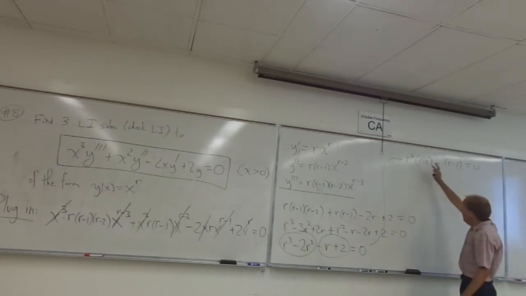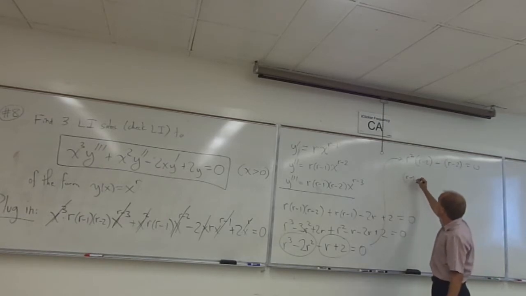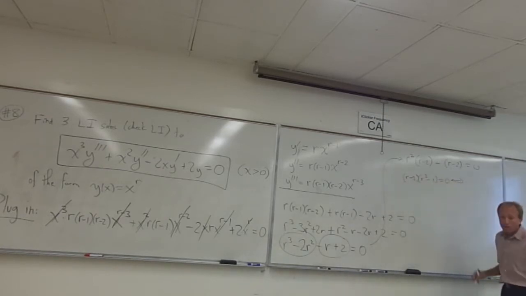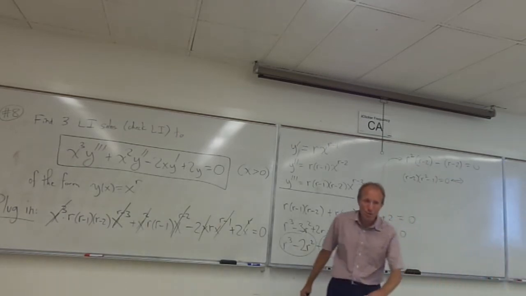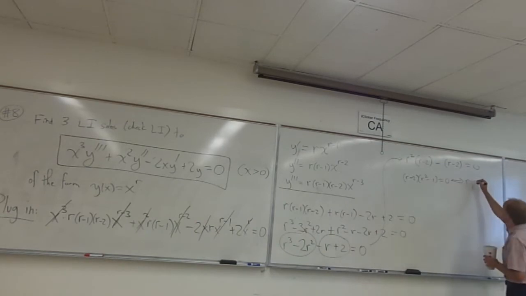The factored piece that came out of the grouping is common, both here and here. So now you can pull that out. R minus 2 times r squared minus 1. And so now you've got everything down to just quadratic, or easier. So what are your roots? 2, negative 1, plus minus 1. So 3 different roots.